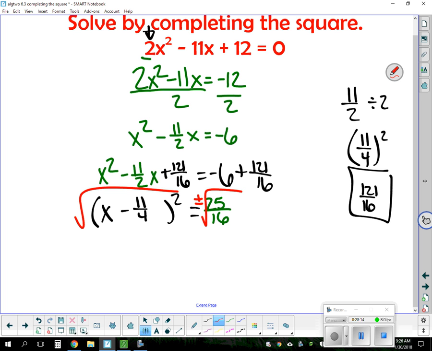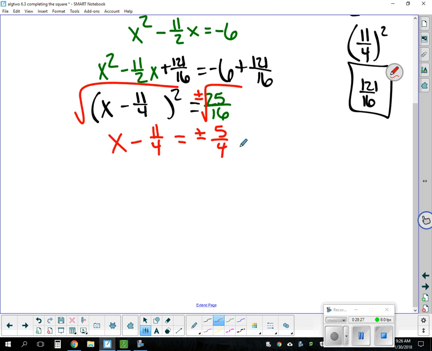Take the radical of both sides. X minus 11 fourths, because your squared and your square cancel, equals plus or minus. Look how nice this is. What does that become? 5 over 4. Square root of 25 is 5. Square root of 16 is 4. Add 11 fourths on both sides. Okay, common denominator, so add the 5 and the 11, you get divide by 4. Negative 5 plus 11 is 6. 6 divided by 4 reduces to 3 over 2.